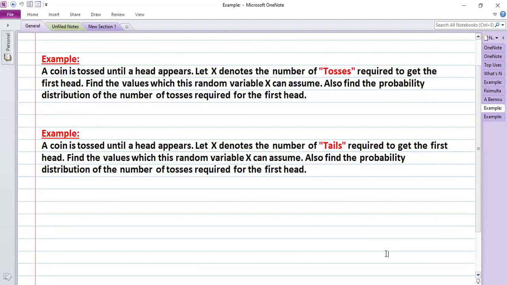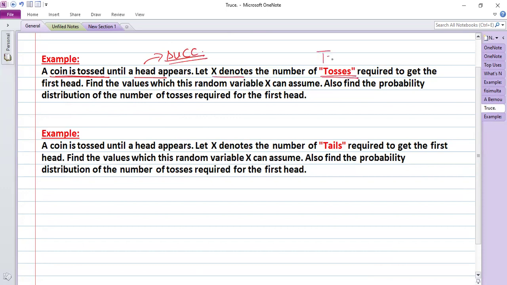Now, these two examples are just homework for you. Here, what is our Bernoulli trial? It is nothing but a coin being tossed until a head appears. Getting a head, I may term as success. And X denotes the number of tosses.